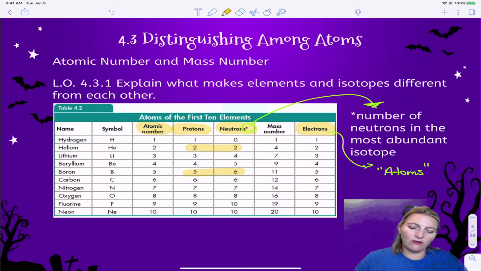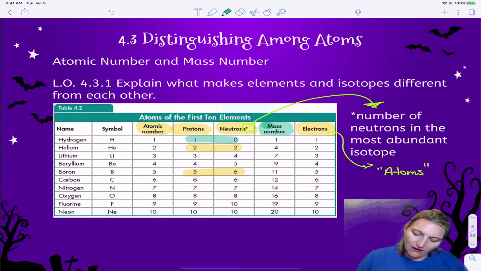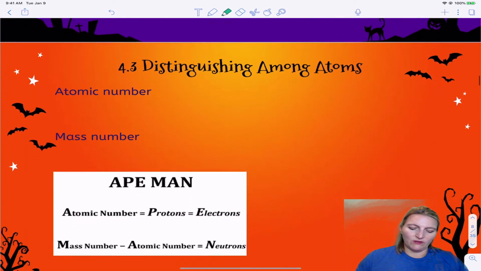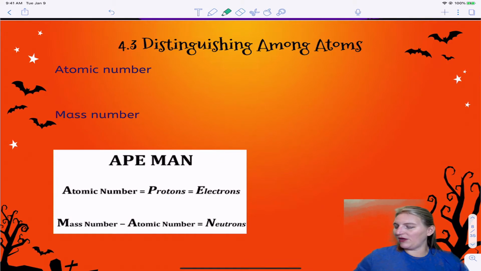And then if you take a look at this column right here, mass number, can you figure out where that number is coming from? If you look, it's always the sum of the protons and neutrons, right? 3 plus 4 is 7, and 4 plus 5 is 9. That's what mass number is. So let's flip to the next page and start writing out the definitions of these.